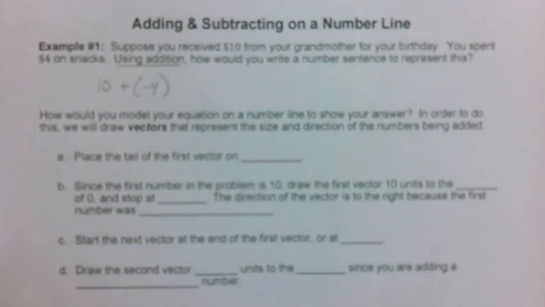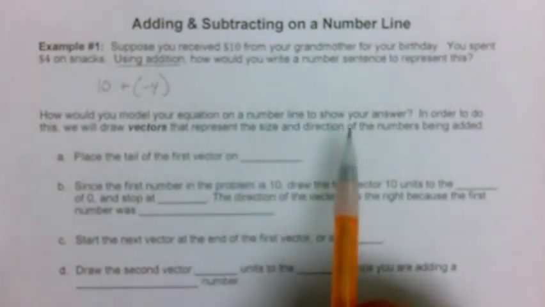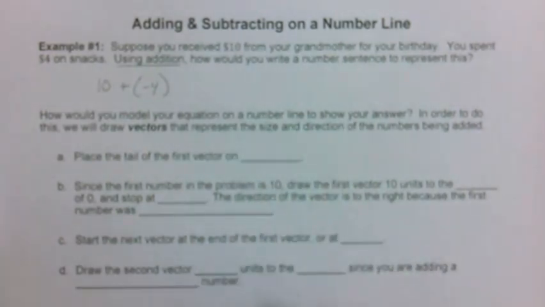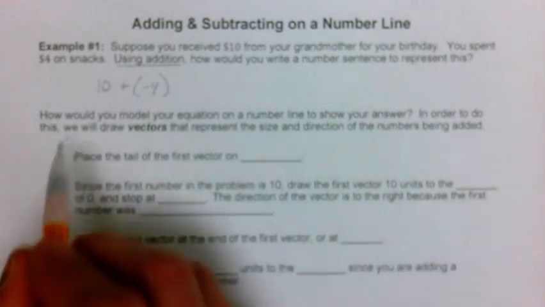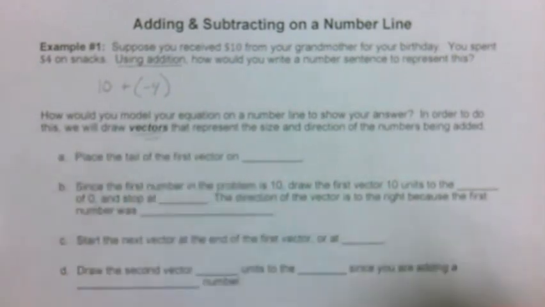What we're going to do is model this on a number line to figure out the answer. Now, we've been working with operations, or specifically adding with rational numbers, and so I think we can figure out the answer without doing a number line, but I do want to model how we could do this using a number line. In order to use a number line to show the answer to this problem, we will draw vectors that represent the size and direction of the numbers that are being added.